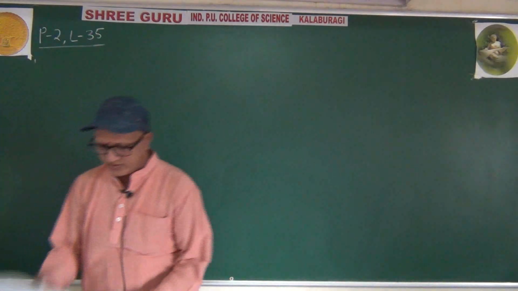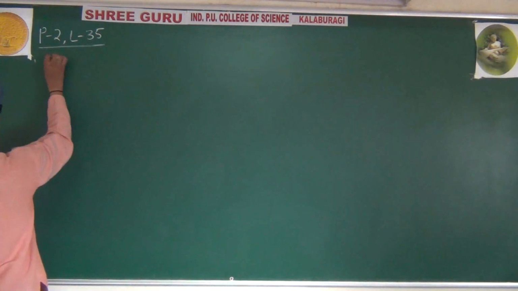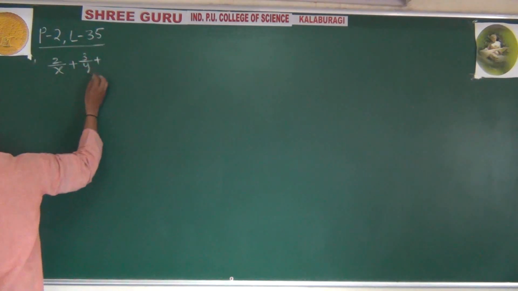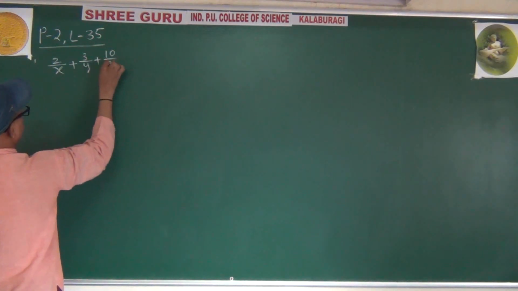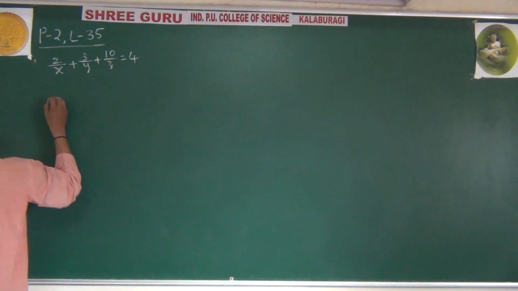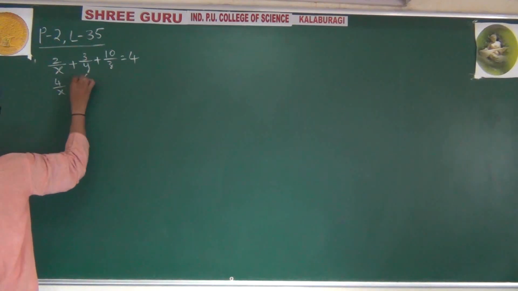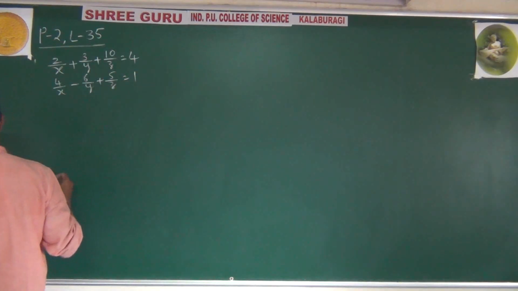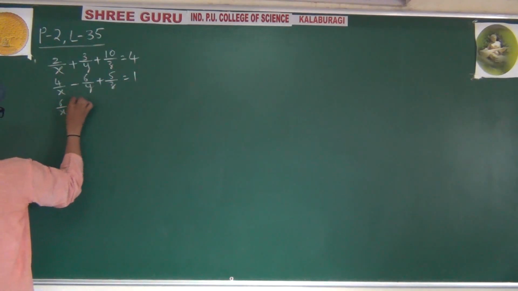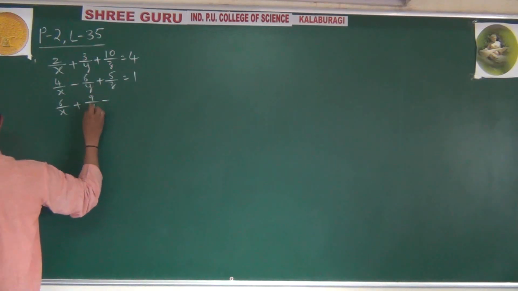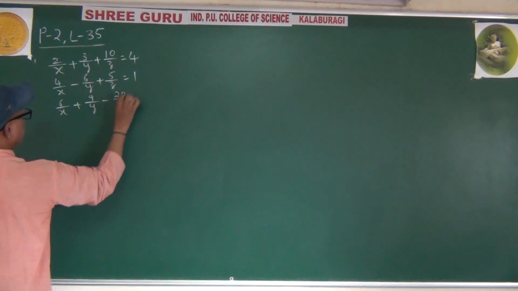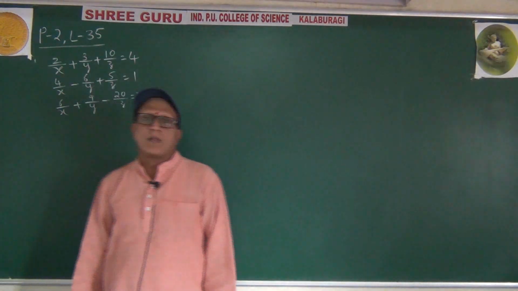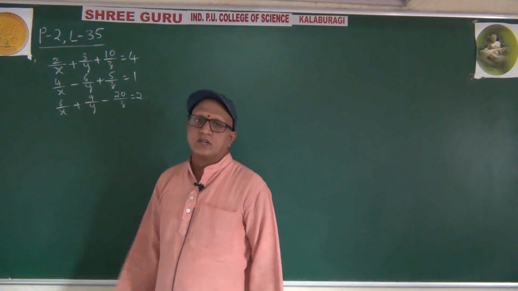Next question, solve a system of equations. 2 by x, don't worry. 3 by y plus 10 by z equals to 4. 4 by x minus 6 by y plus 5 by z equals to 1. 6 by x plus 9 by y minus 20 by z equals to 2. Right? This is the question.